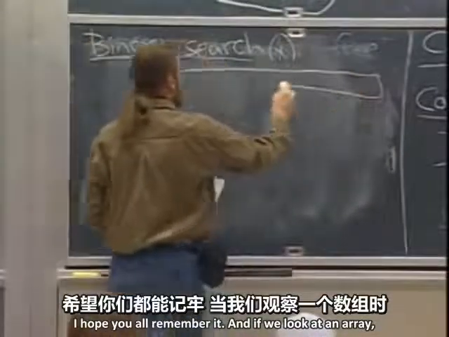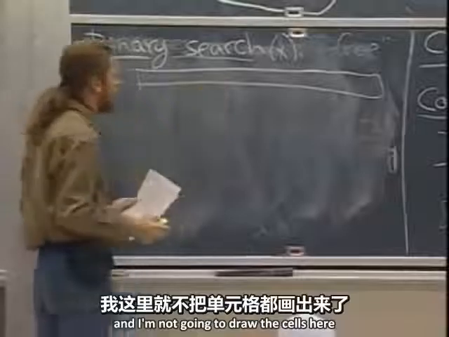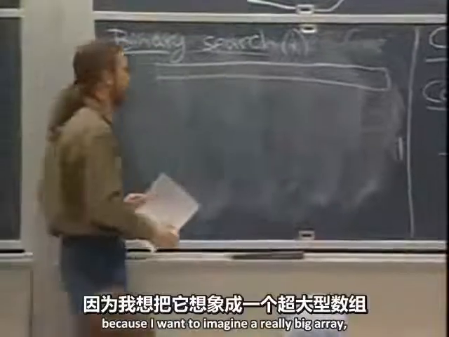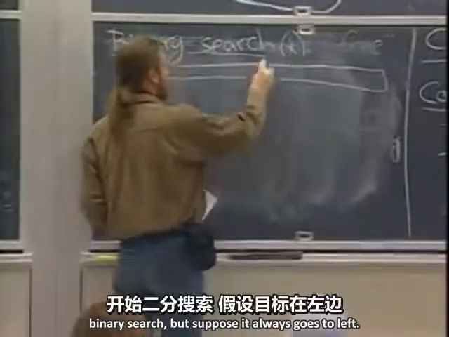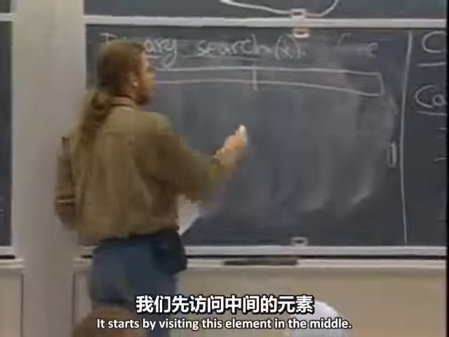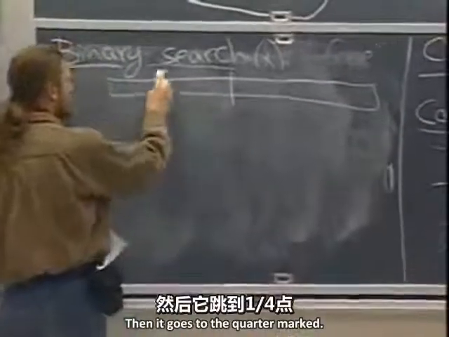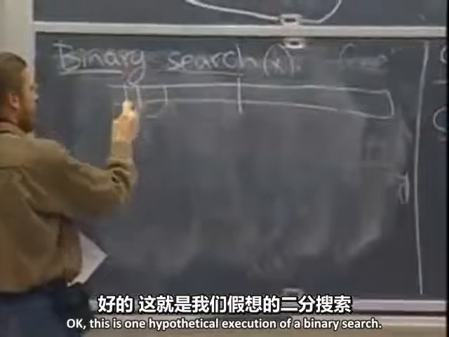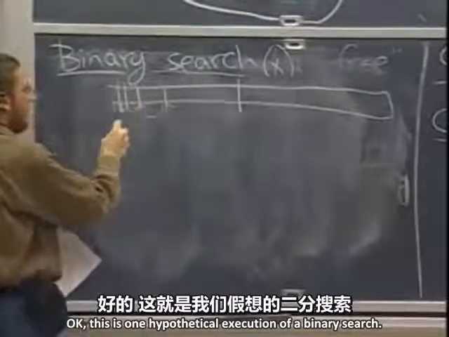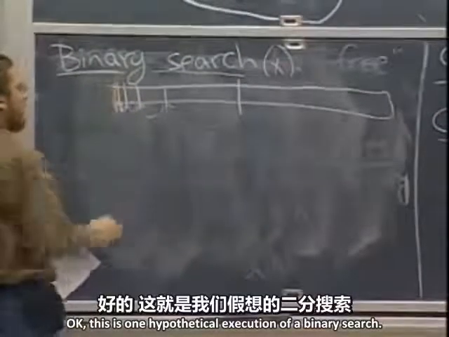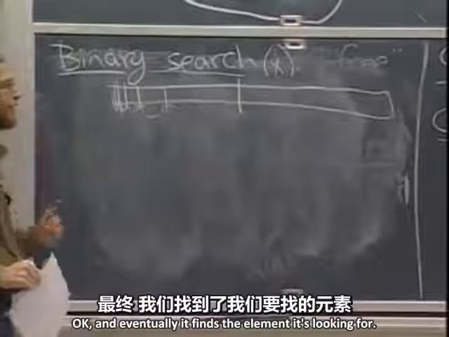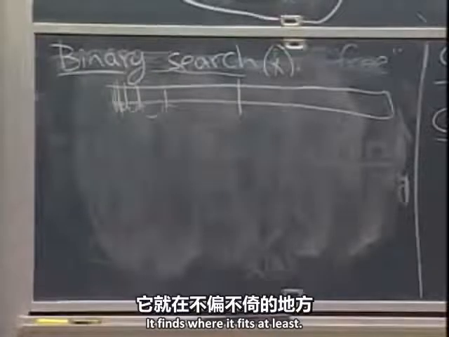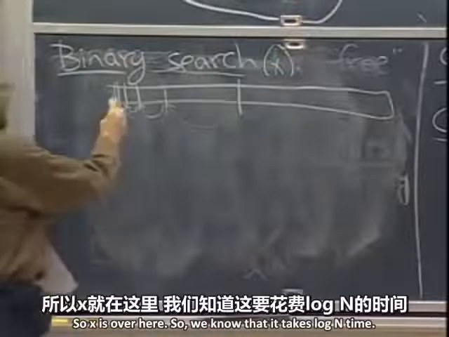And if we look at an array, and I'm not going to draw the cells here because I want to imagine a really big array. A binary search, let's suppose it always goes to the left. It starts by visiting this element in the middle. Then it goes to the quarter mark. Then it goes to the 1/8 mark. Okay, this is one hypothetical execution of a binary search. And eventually it finds the element it's looking for, or finds where it fits at least. So x is over here.